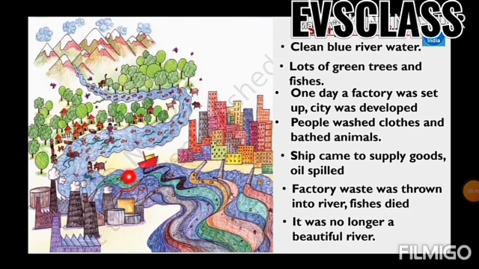Now see, factory waste, students, was thrown into the river. Into the rivers, and fishes died. This is the reason, students. Factory waste was thrown into the river and fishes died. My dear students, it was no longer a beautiful river. So today our discussion is about the pollution of the river and what the causes of that pollution are, students.